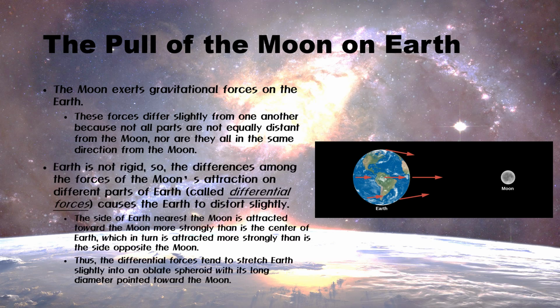Now, Earth is not rigid. It might be, of course, a big block of rock, but it is not completely rigid. So the differences among the forces of the moon's attraction on different parts of the Earth, which we refer to as differential forces, cause the Earth to distort slightly. So the side of the Earth nearest to the moon is attracted toward the moon more strongly than is the center of the Earth, which is in turn attracted more strongly than the side opposite the moon. Thus, the differential forces tend to stretch Earth slightly into an oblate spheroid with its long diameter pointed toward the moon.